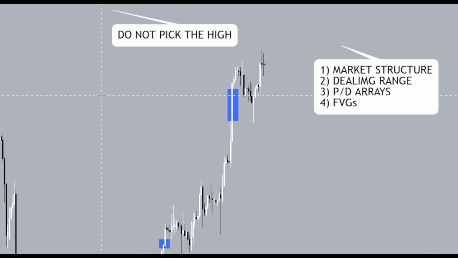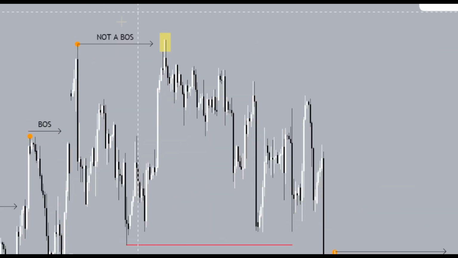Right, do not pick the high. Let the market show its hand. Let the market show supply taking control, right? So what you want to see over here, right? This was the previous all-time high.